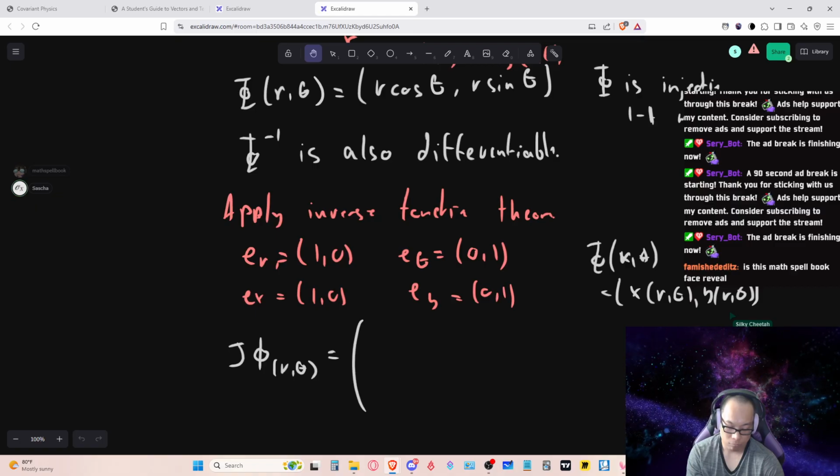What I said before, if you remember, is that the first column will be the variation in the r direction. So we would have to differentiate with respect to r, which is just 1 in this case. So for the x it would be cosine, and for the y it would be sine. Exactly. So I'm just going to write it all out, but you're absolutely right.